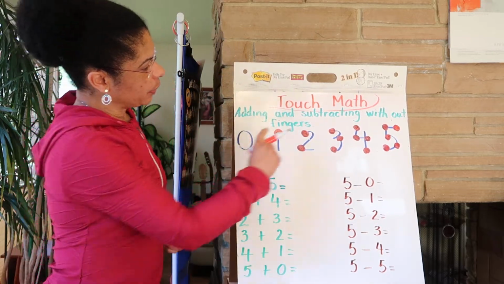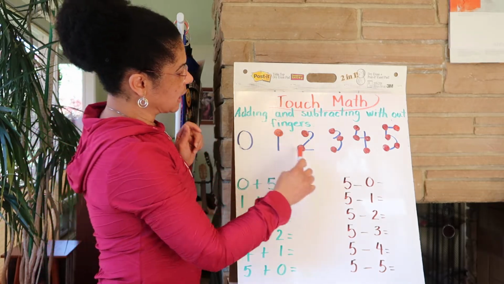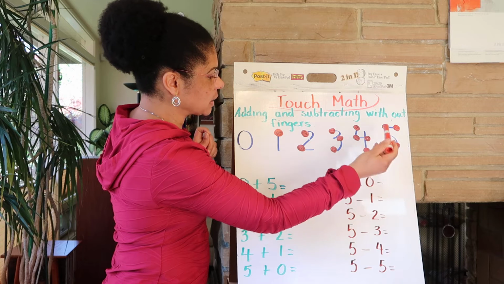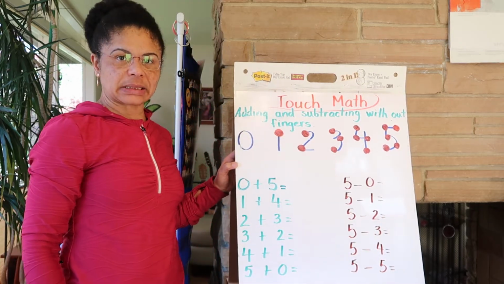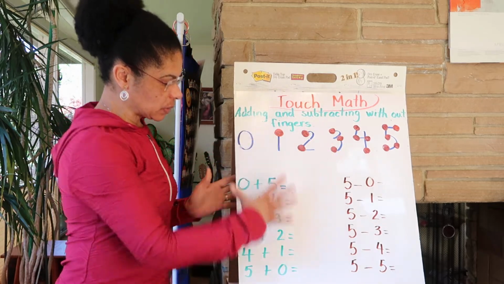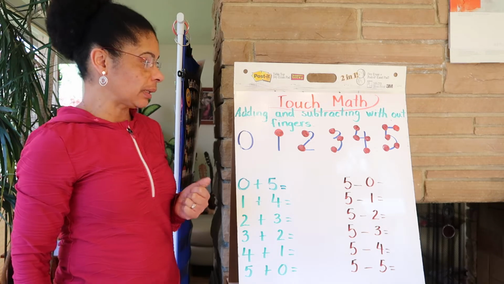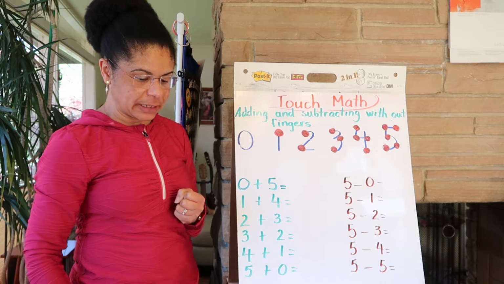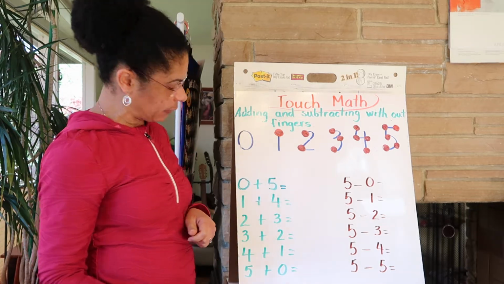Now, putting these dots represents the amount, the quantity that these numbers represent. How do I use this to solve addition and subtraction? Well, let me tell you. When you are going to add, for example, I have written here addition within 5.